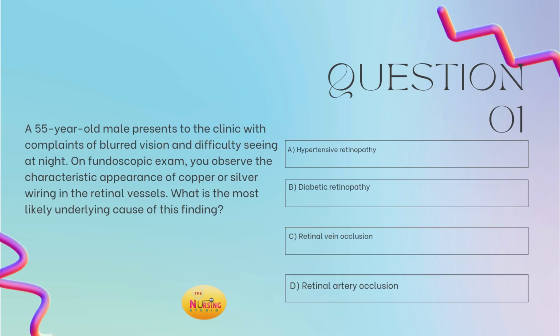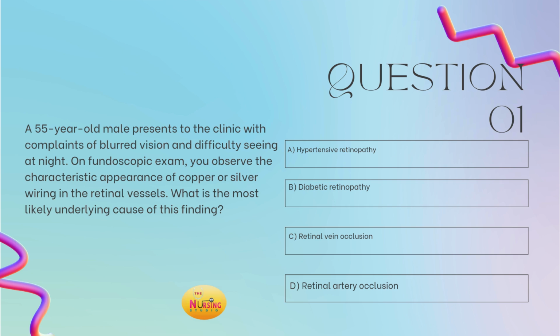Question number 1 states, a 55-year-old male presents to the clinic with complaints of blurred vision and difficulty seeing at night. On fundoscopic exam, you observe the characteristic appearance of copper or silver wiring in the retinal vessels. What is the most likely underlying cause of this finding? Is it A, hypertensive retinopathy, B, diabetic retinopathy, C, retinal vein occlusion, or D, retinal artery occlusion? Take a moment and tell me what you got in the comments, you guys.